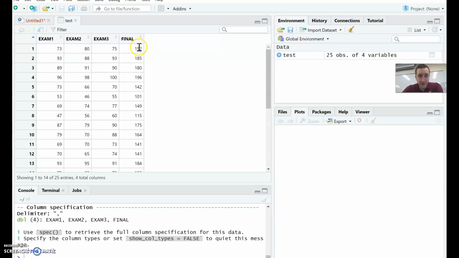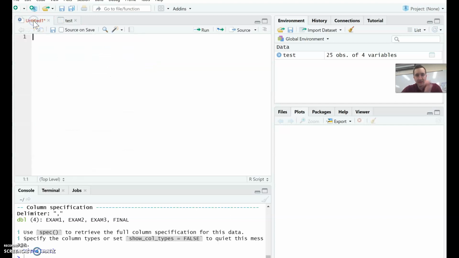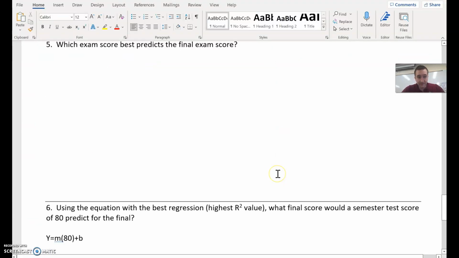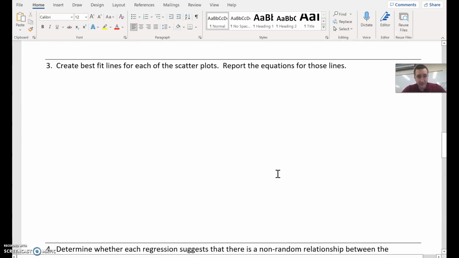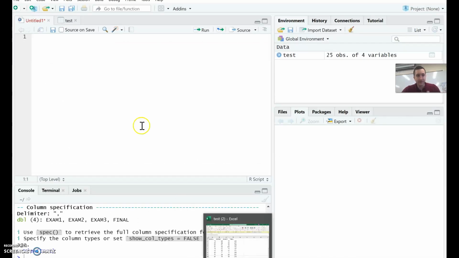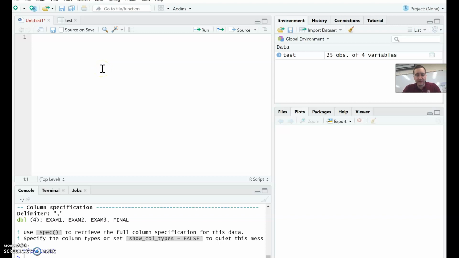Final exam. One thing to note, the final exam is at a 200. It's doubled. That would be important to know going in, so always take a second and look at your data set. Make sure you aren't surprised by anything like that. We open up the test. It says create 3 scatter plots, best fit. I'll just do one test so that you can see the whole thing.